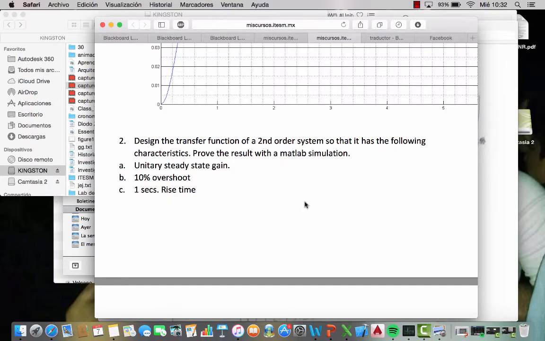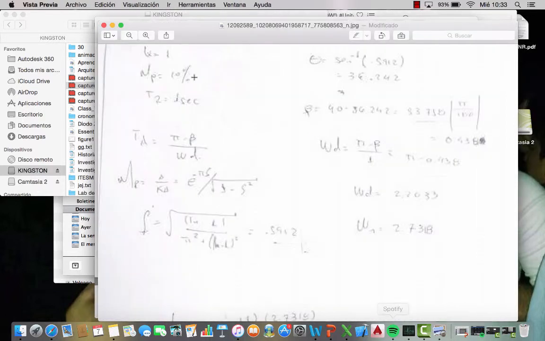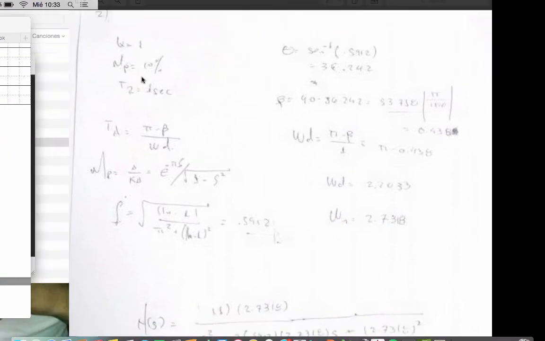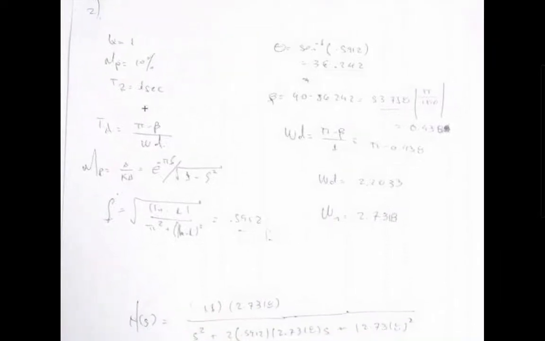For the problem number 2, we have to design the transfer function of a second order system that has the following characteristics, and we must prove the result with a MATLAB simulation. The characteristics are a unitary steady state gain, 10% of overshoot, and 1 second of rise time. We go to the procedure, and we have the same values that I just said here.